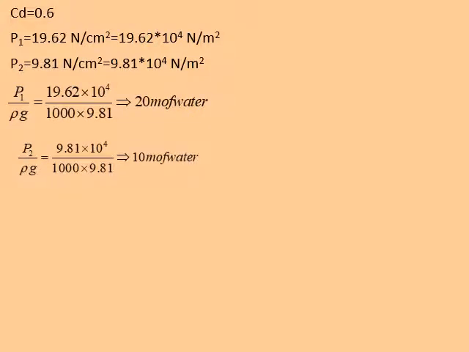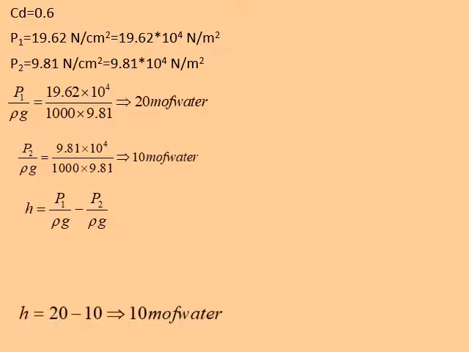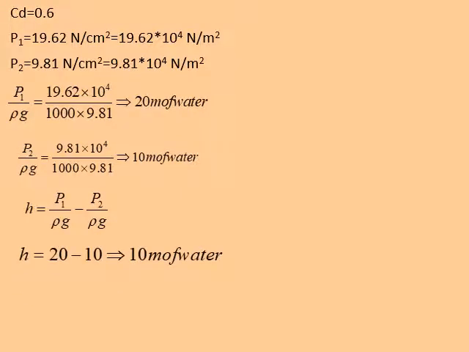And the pressure head at section 2 is given by P2 by rho g, equal to 9.81 into 10 to the power 4 by 1000 into 9.81. So that is equal to 10 meter of water. So we know that H, the differential head, is equal to P1 by rho g minus P2 by rho g. So that value is now 10 meter of water. The H value is 10 meter of water.